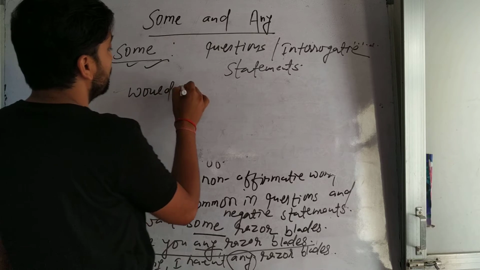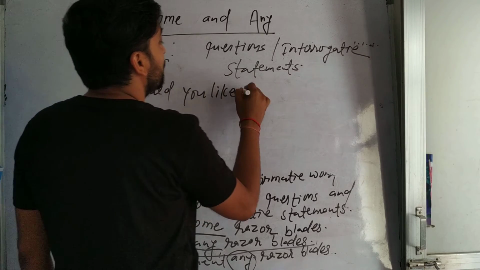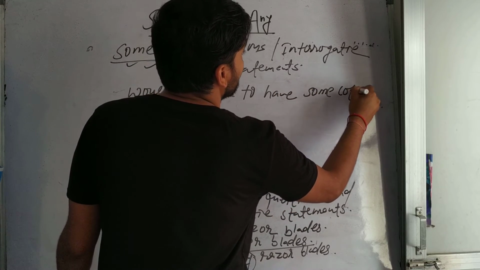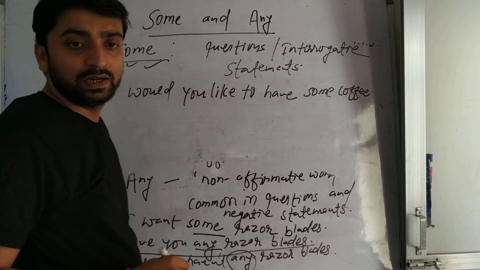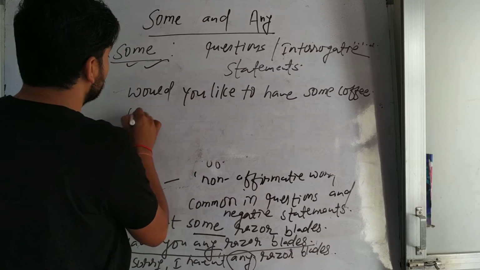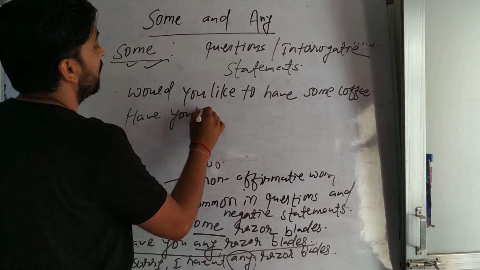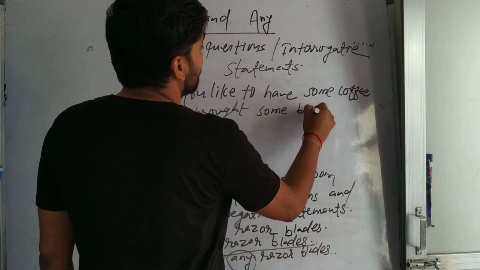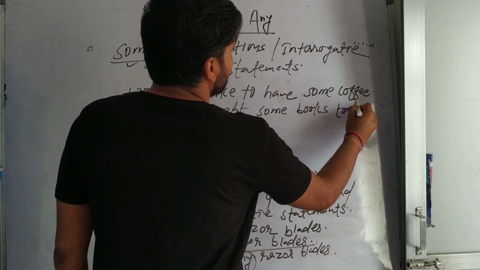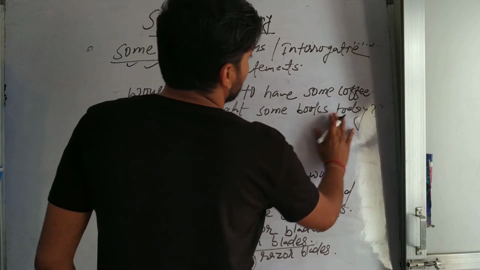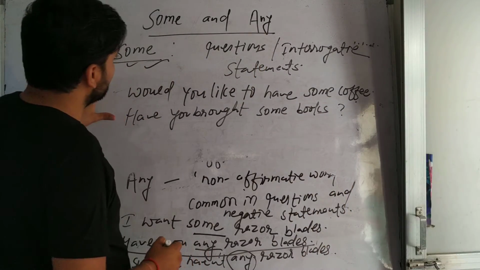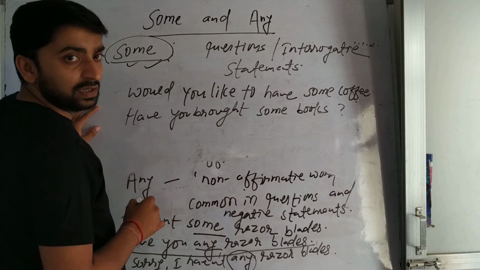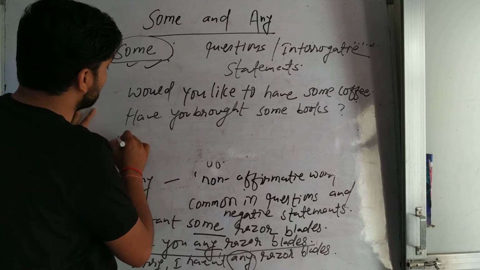Would you like to have some coffee? Would you like to have some coffee? Similarly, even you can say like this: Have you brought some books today? Have you brought some books? So I mean to say that here even some can be used for the question sentence or for the interrogative sentence. In which condition? The condition is what?